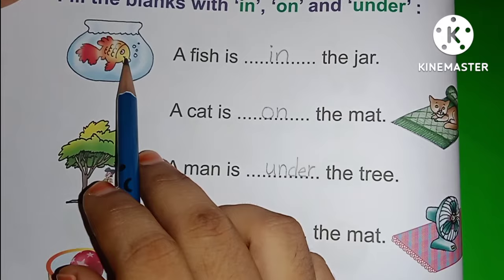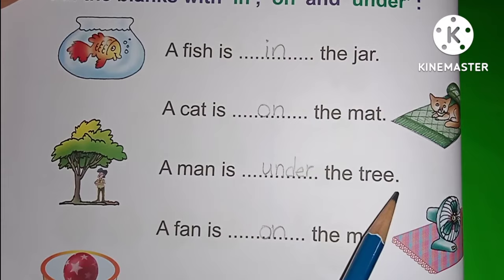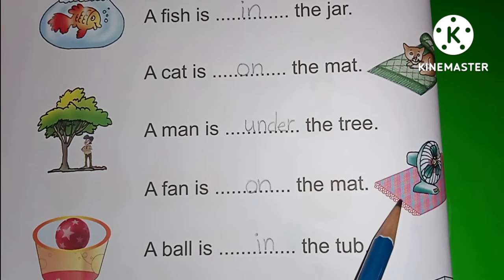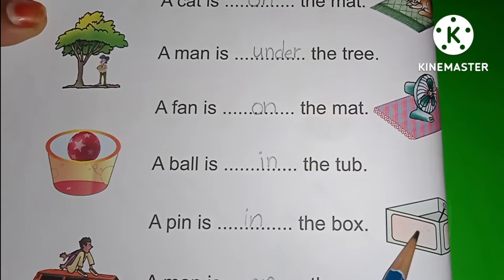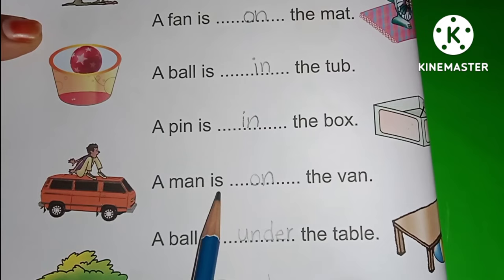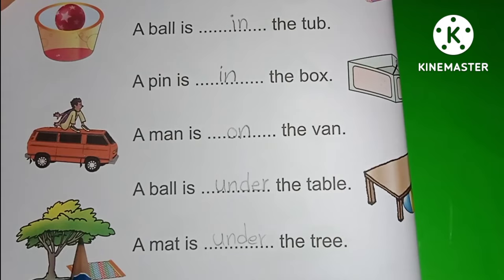A fish is in the jar. A cat is on the mat. A man is under the tree. A fan is on the mat. A ball is in the tub. A pin is in the box. In. A man is on the van. On. A ball is under the table. Under. A mat is under the tree. Under.